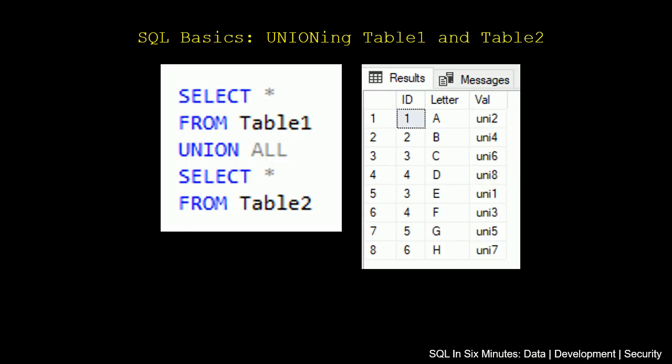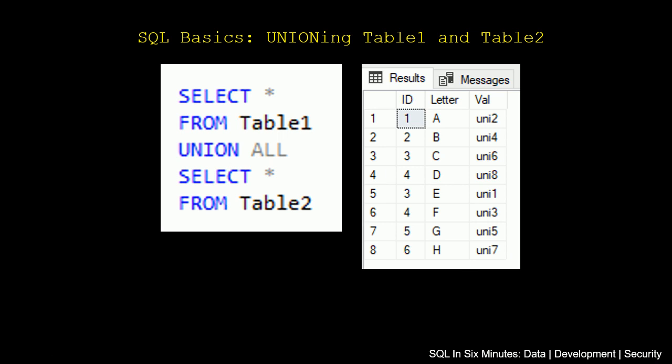So when we do a select star from table 1, we do our union all here, and we select star from table 2, we see that it overlaps nicely. We get this 1 through 4 from table 1, and we get this 3 through 6 from table 2. Because these are the same data types, we have no issue.